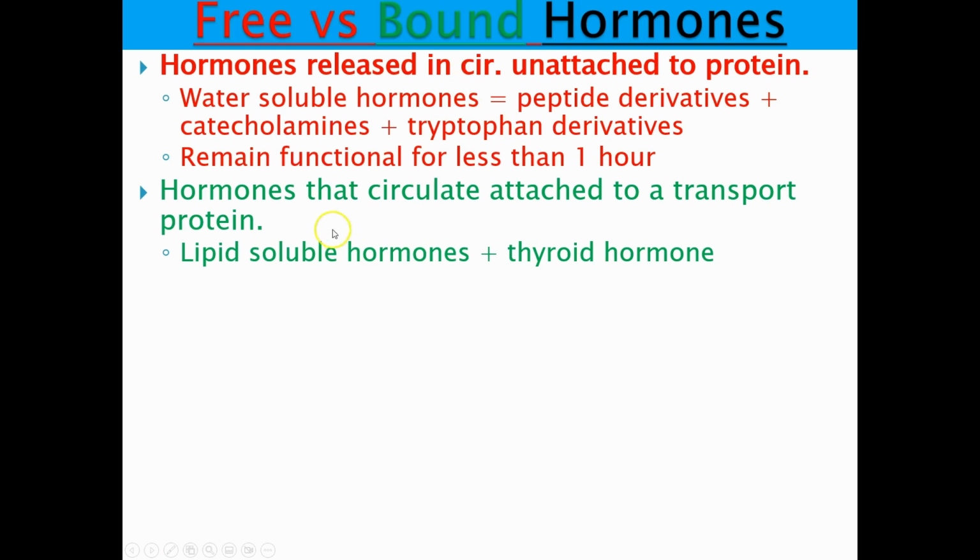Now remember, bound hormones are hormones that circulate attached to a transport protein. As I was saying, they are harder to break down because they're two molecules. They're a steroid molecule that is attached to a protein. So technically you need two enzymes to break them apart. And because of that, these are going to remain functional for longer periods. We don't have enzymes that can easily access them and break them down, and they're going to just remain in circulation longer.